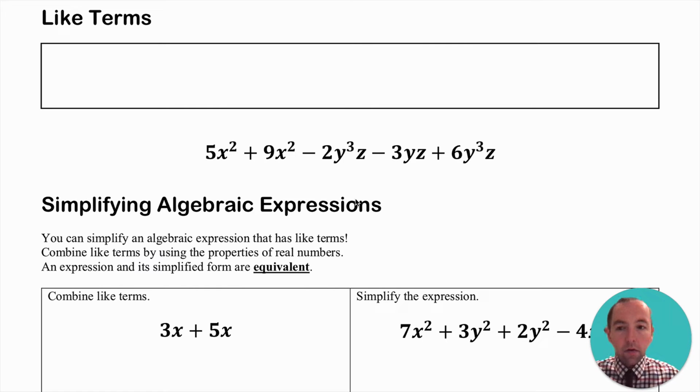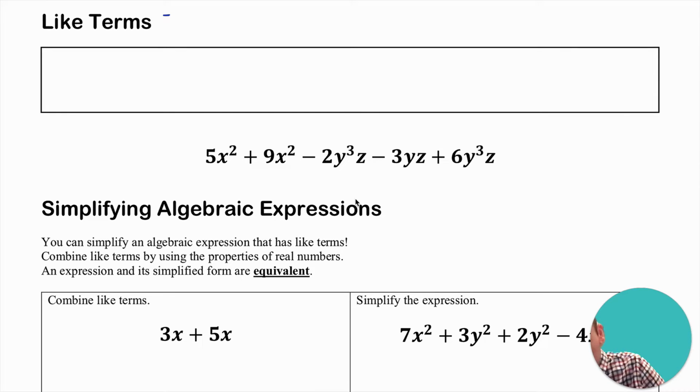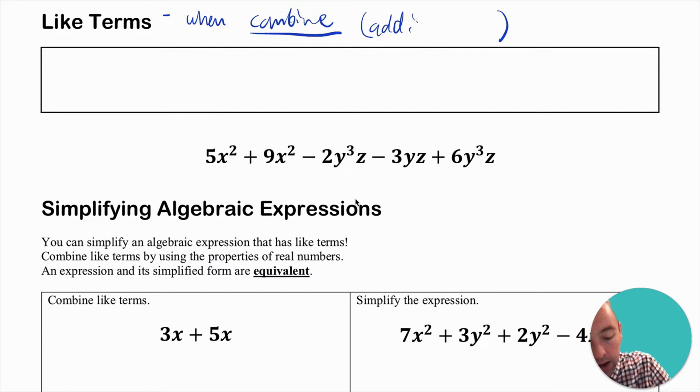Understanding like terms is really essential for us when we're trying to combine terms together with one another. So we only concern ourselves with like terms when we are combining like terms. By combine, we really mean adding terms together, and subtracting, I guess. But remember that subtracting is just adding an opposite. So whenever we're dealing with adding, we can also deal with subtracting just by using that definition of subtraction.